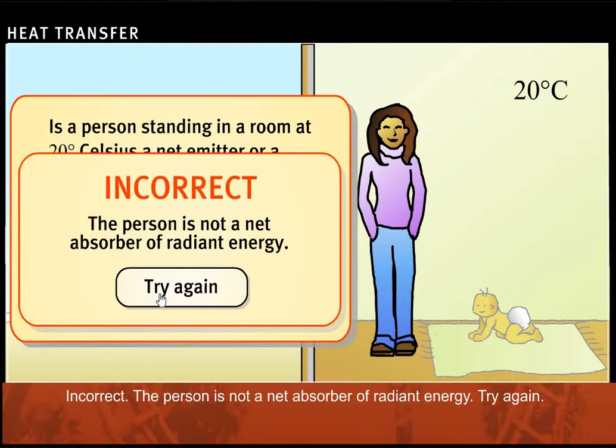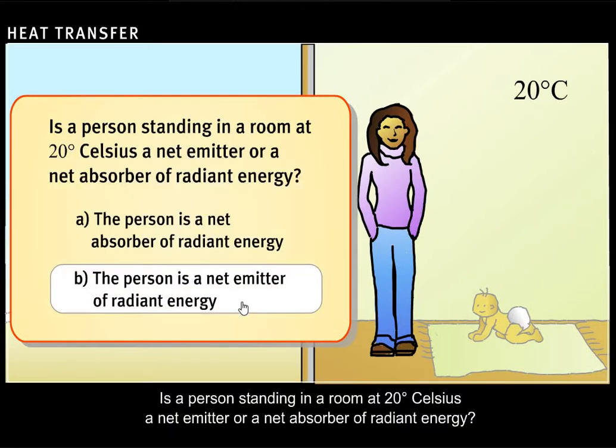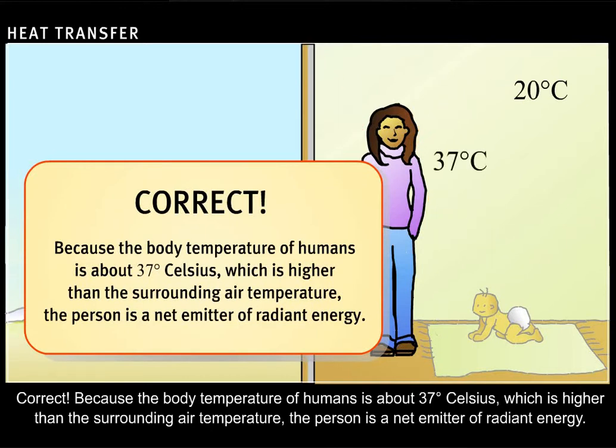Incorrect. The person is not a net absorber of radiant energy. Try again. Correct. Because the body temperature of humans is about 37 degrees Celsius, which is higher than the surrounding air temperature, the person is a net emitter of radiant energy.